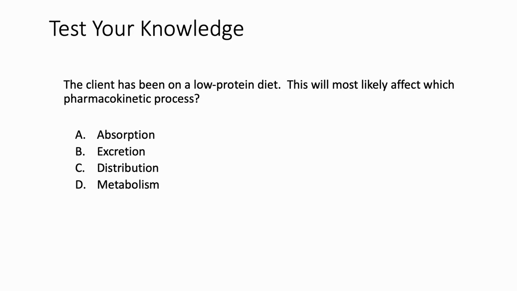So let's test your knowledge here. The client has been on a low protein diet. This will most likely affect which pharmacokinetic process? The answer is distribution. A low protein diet may lead to an inadequate level of plasma proteins, which will affect the availability of that free drug that's flowing, right?